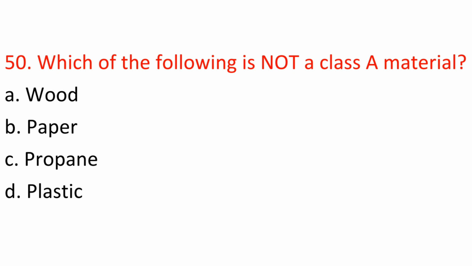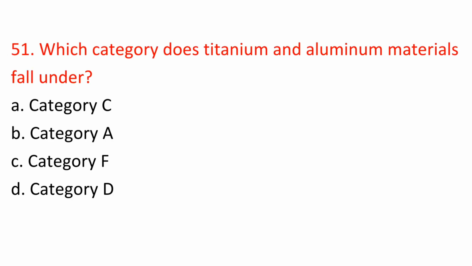Question 50. Which of the following is not a Class A material? A. Wood. B. Paper. C. Propane. D. Plastic. Answer. C. Propane.